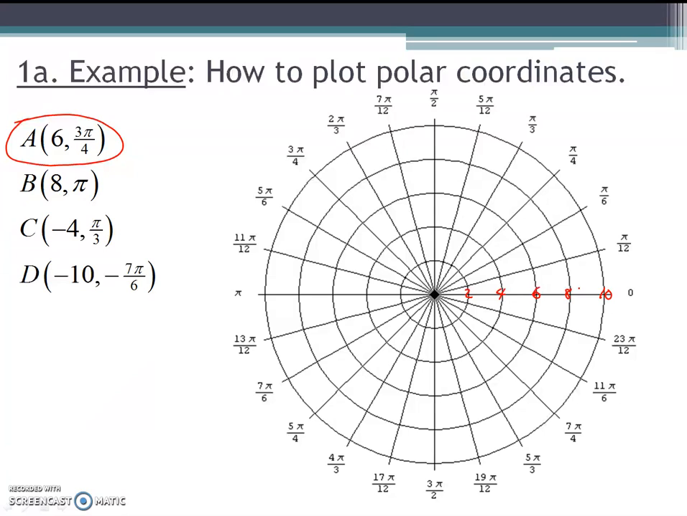Now let's plot point A. Point A is 6 units from the polar origin, or the pole, at an angle of 3 pi over 4. So we find 3 pi over 4. We know it's a second quadrant angle, so there's 3 pi over 4. So what happens is you're facing in this direction at 3 pi over 4. And now we move directly positive 6 units from the pole in the angle 3 pi over 4. So there's 2 units, 4 units, 6 units. So here is point A.